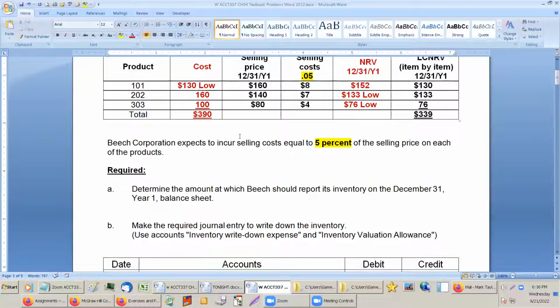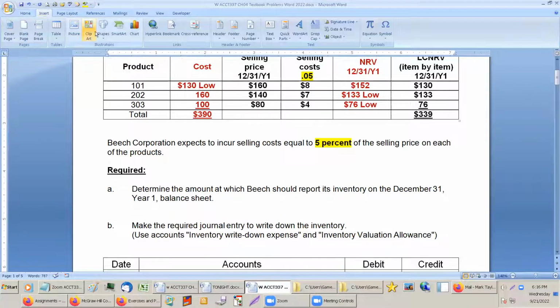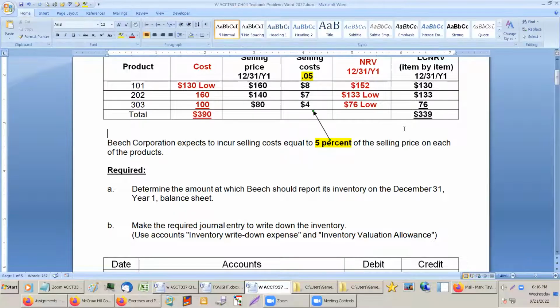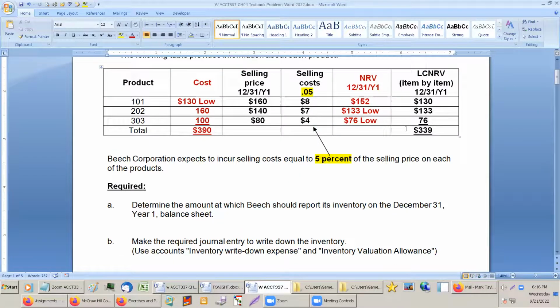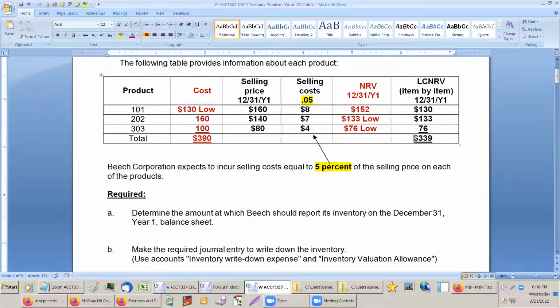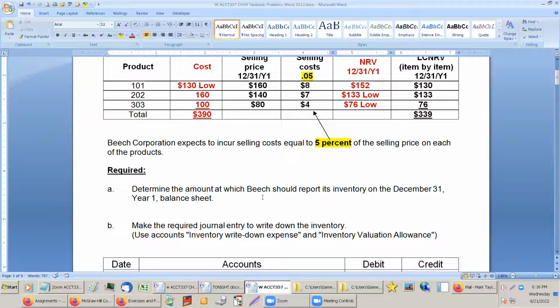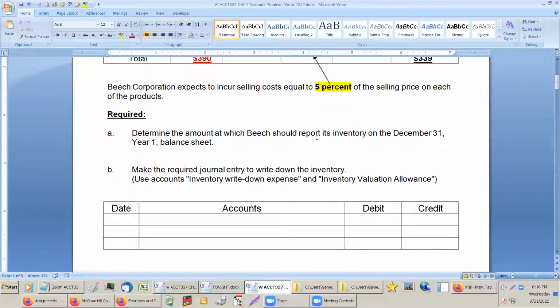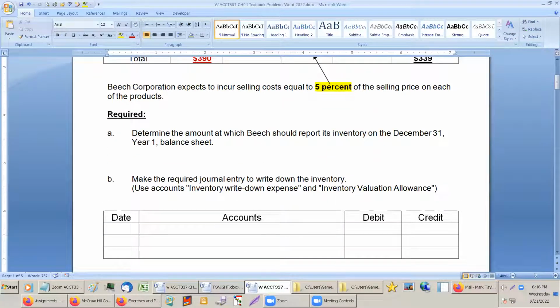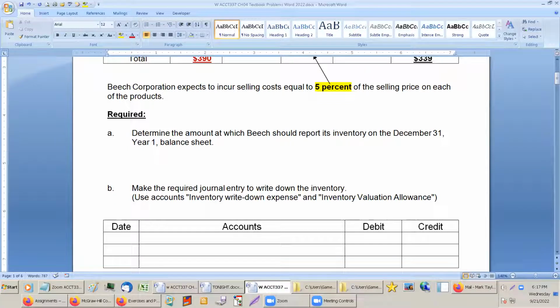Okay, so this would be our loss. So determine what amounts they should report on their inventory. So it'd be 339.